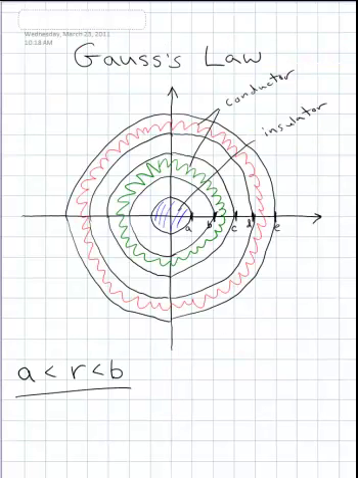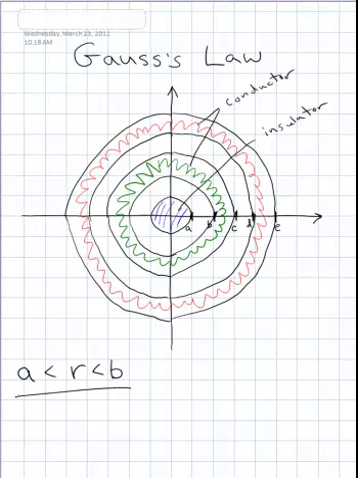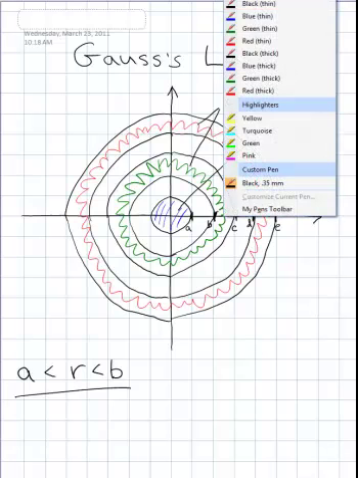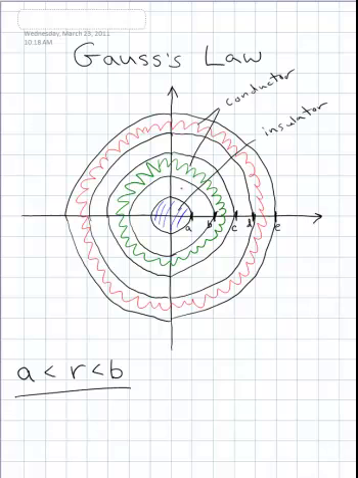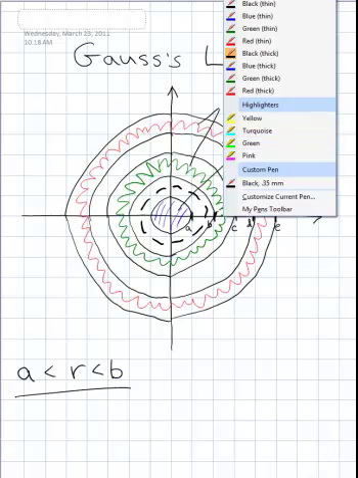Gauss's law continued. So we've done the region from r equals 0 to r equals a. Now we're interested in the region from r equals a to r equals b. And I'm going to go ahead and draw in there a Gaussian surface. I'm going to use a thick black line to do that. And I'll pick some arbitrary radius. And so my dashed line there is my Gaussian surface.